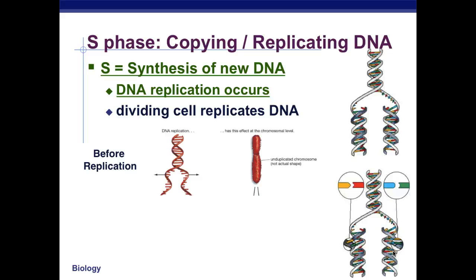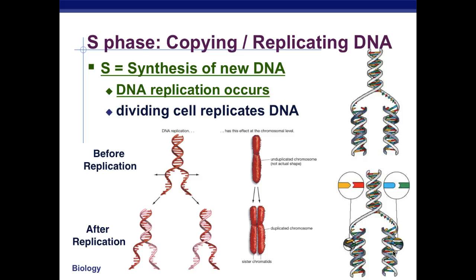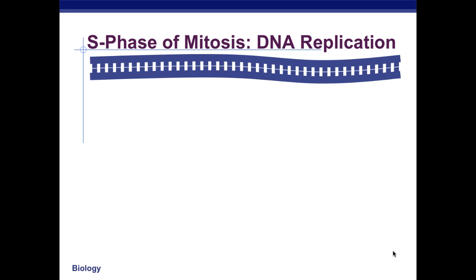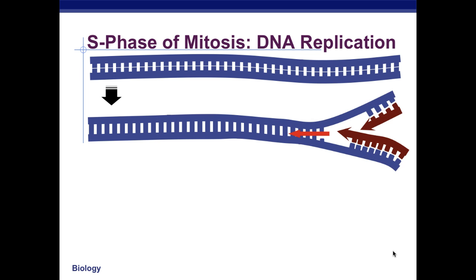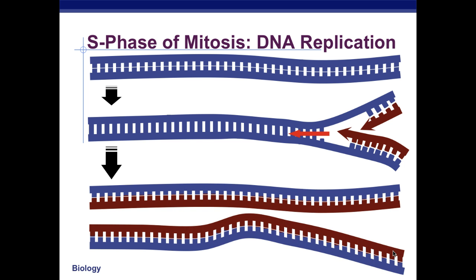So before replication, and then after replication. So during the S phase, we've seen this because we've talked about DNA replication. We have our DNA. It begins to unwind and unzip from helicase. The DNA polymerase comes in and copies the DNA and will result in 2 daughter strands that are connected by the centromere.